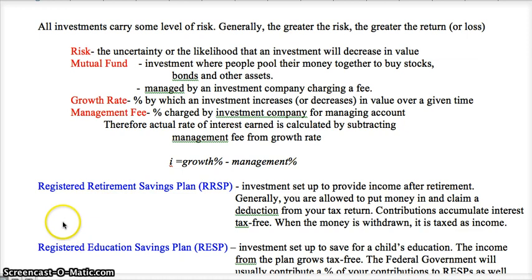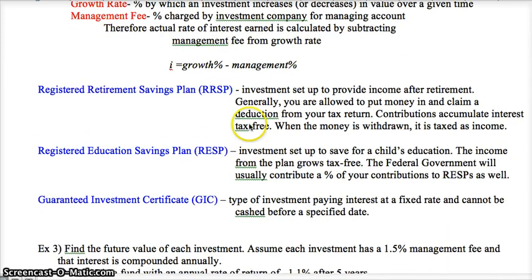Some key words that you guys are going to want to remember for your futures are RRSPs, which are Registered Retirement Savings Plans, and Registered Education Savings Plans, which are RESPs. The difference between the two is that an RRSP is an investment set up to provide income after retirement. Generally, you're allowed to put money in and claim a deduction from your tax return, and contributions accumulate interest tax-free. When the money is withdrawn, then it is taxed as income.